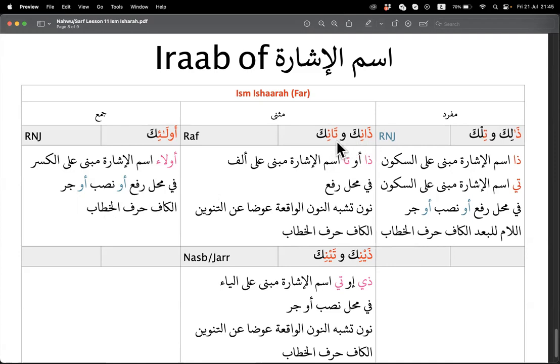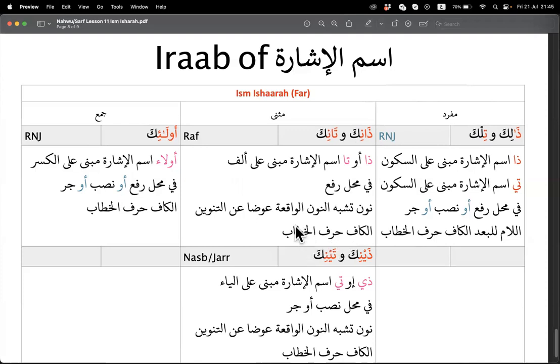The ta and ta here is our ism isyarah. It's mabni alal alif. Okay. Not marfu bil alif. It's mabni alal alif. Fi mahali rafa. Okay. Again, same thing. The noon is replacing, substituting the tanween from the singular. Same thing. Don't have to think so much about it. And again, the kaf is harf khitab.